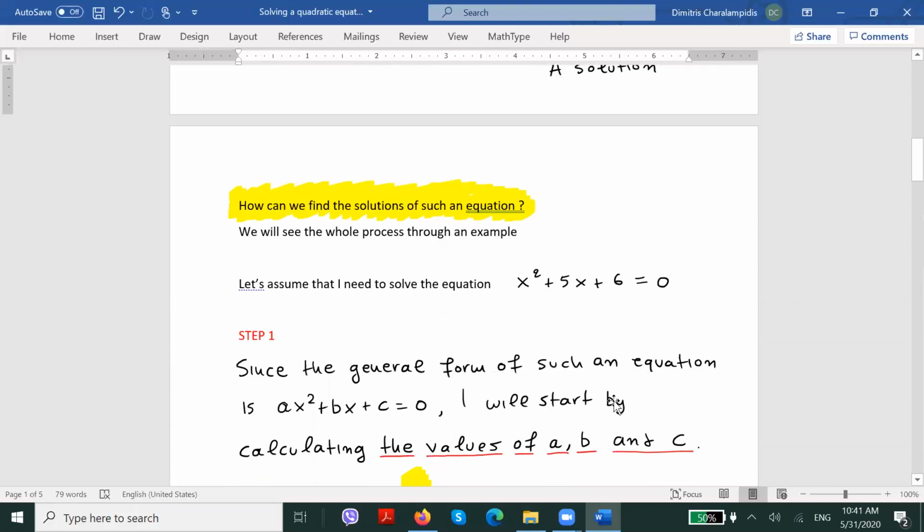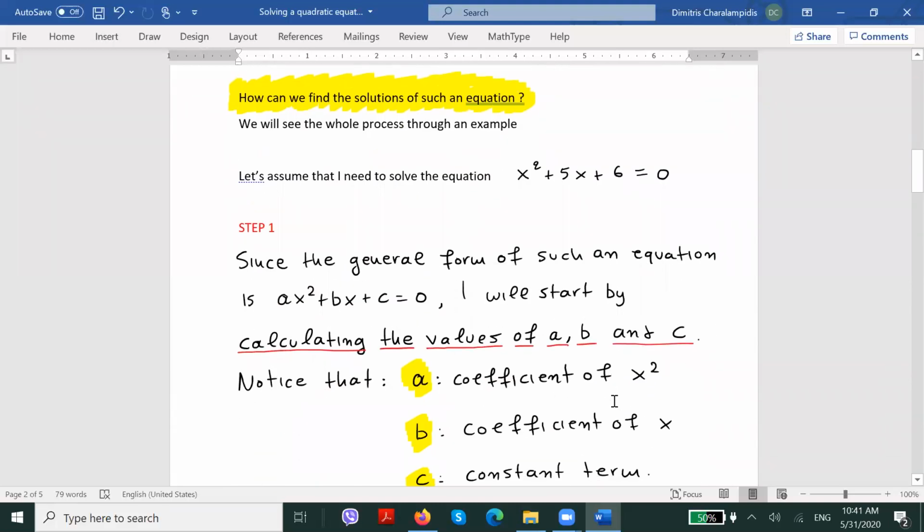But the real question remains, how can we find the solutions of such an equation? We will see the whole process through two examples. Let's assume that I need to solve the equation x squared plus 5x plus 6 equals 0. In the first step, which is, in my opinion, the one that we should always pay attention to, since the general form of such an equation was given in the form ax squared plus bx plus c equals 0, we must start by calculating the values of a, b, and c.